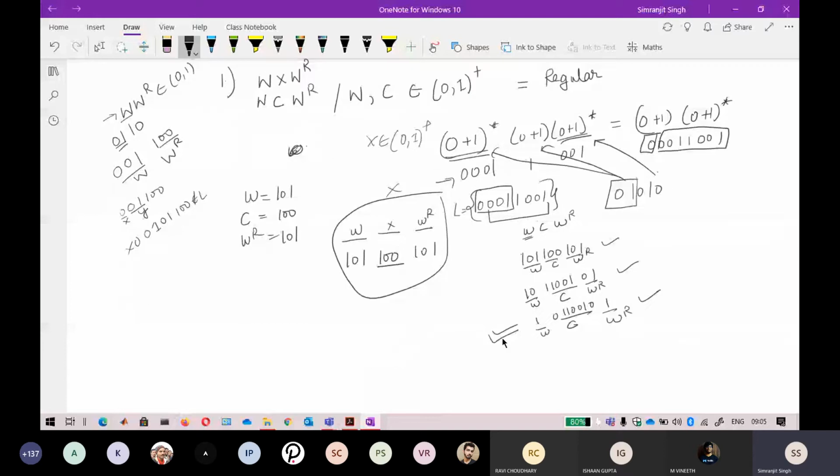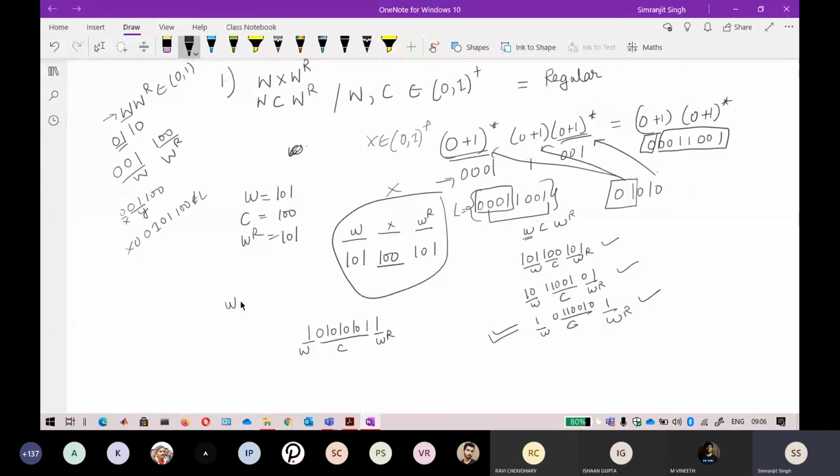Okay, so if I just give you any string like 1 0 1 0 0 1 1 0 1 1 1. If I say that this belongs to a W part, and this belongs to a WR part, and this belongs to a C part, that is also the same string. So the main part is that you are not able to identify which particular string belongs to W. You will go with the intuition, that W is the starting string and the ending string is WR, because the reversal of the starting string will be the same thing.